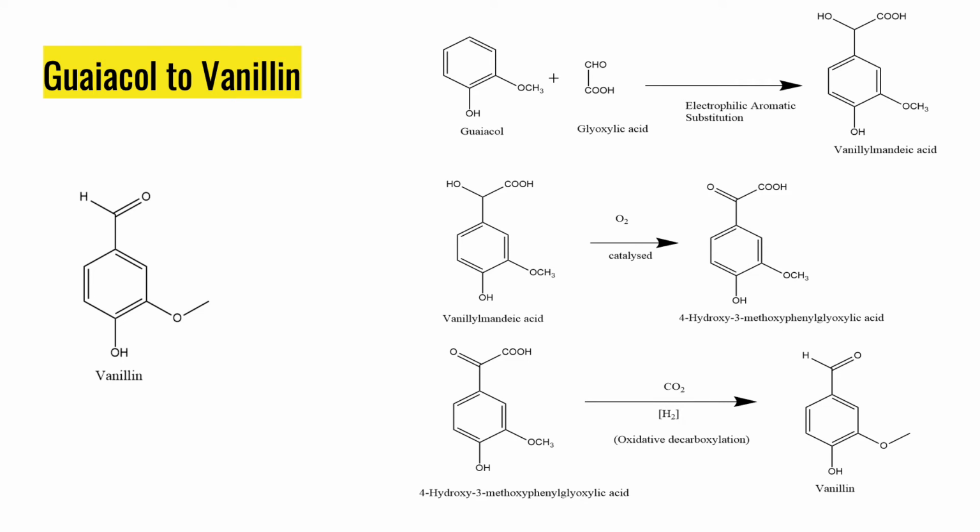Specifically, the guaiacol to vanillin synthesis introduces another pathway that we have studied in our first year of organic chem. First, when you combine guaiacol with glyoxylic acid, the glyoxylic acid undergoes electrophilic aromatic substitution para to the alcohol on the guaiacol. Then the vanillylmandelic acid is catalyzed while in the presence of oxygen to form 4-hydroxy-3-methoxyphenyl glyoxylic acid. Lastly, this compound then undergoes oxidative decarboxylation, in which it loses a CO2 molecule to become vanillin.